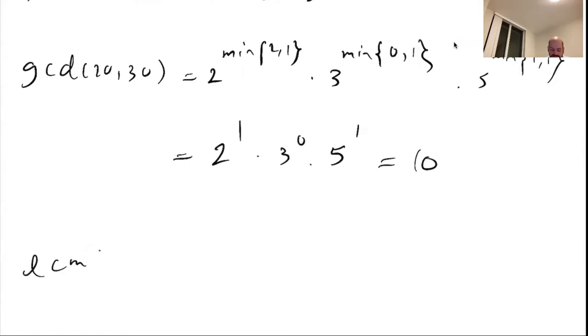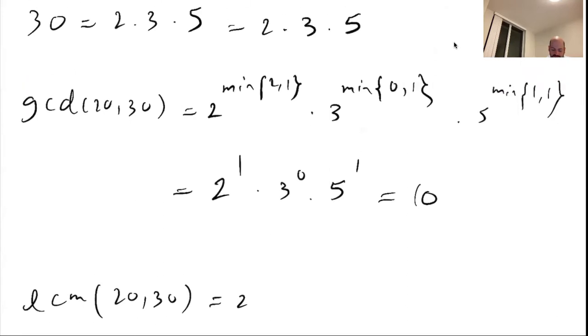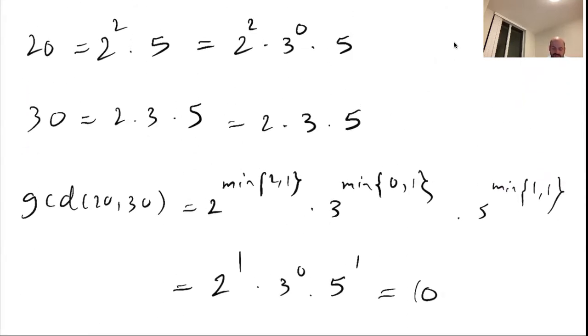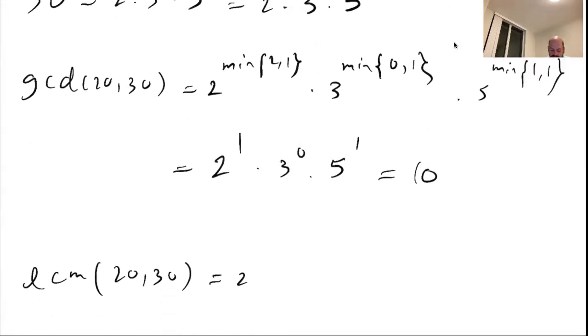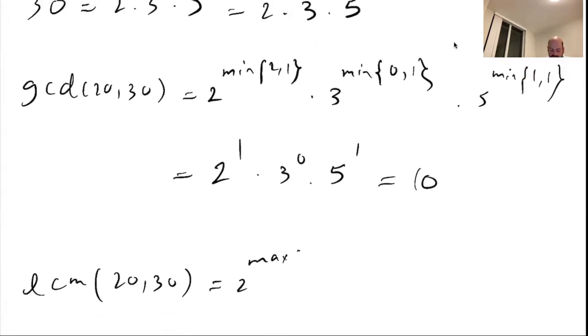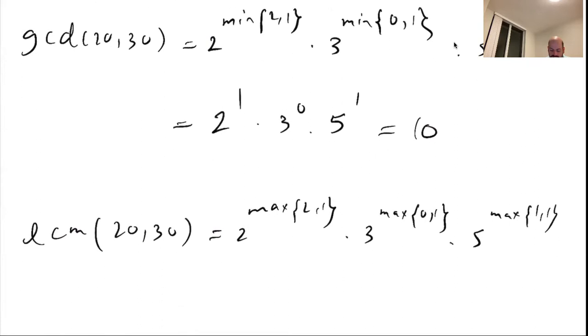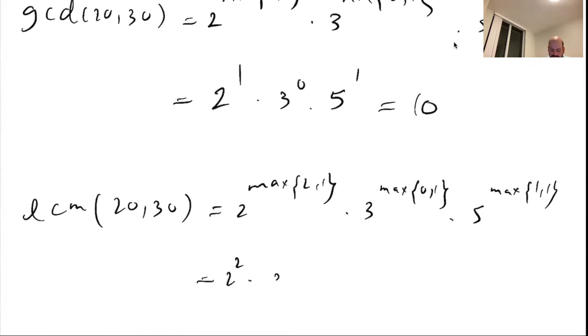Similarly, for LCM of 20 and 30, I use the same recipe, but for each prime I need to choose the maximum power this time. So 2 to the power maximum of 2 and 1, 3 to the power maximum of 0 and 1, 5 to the power maximum of 1 and 1. So this time this is 2 to the power 2 times 3 times 5, and the answer is 60.